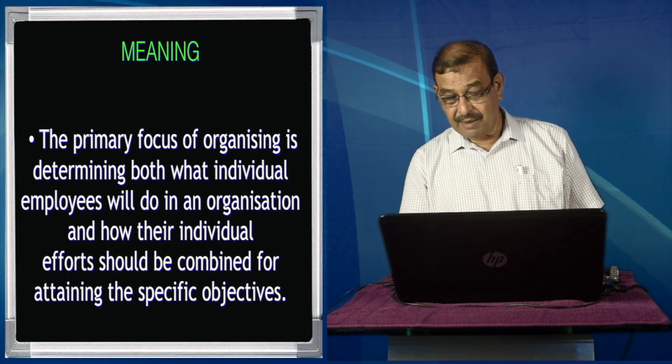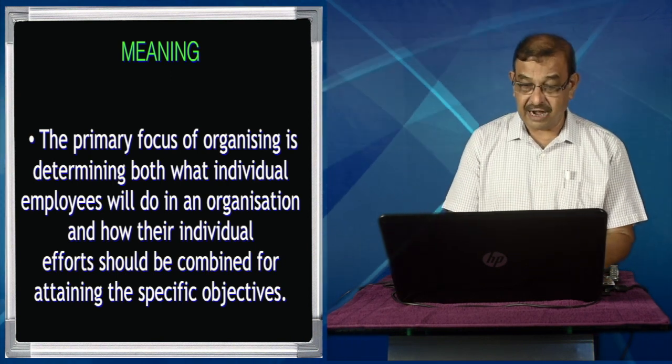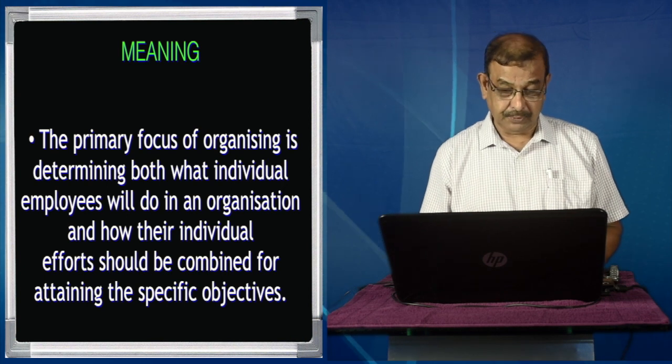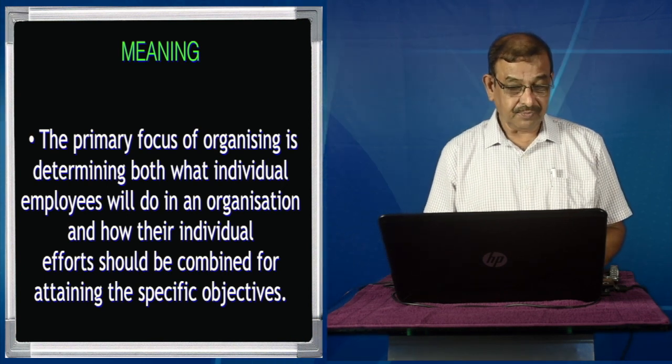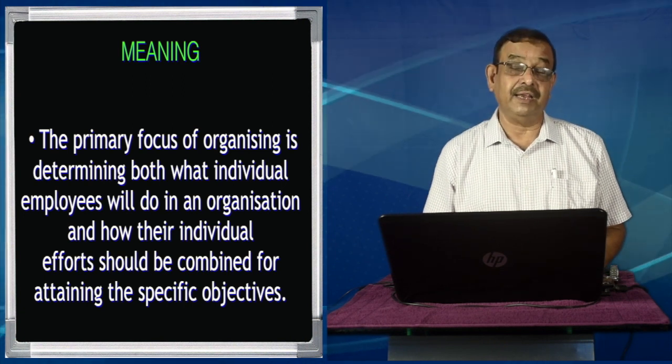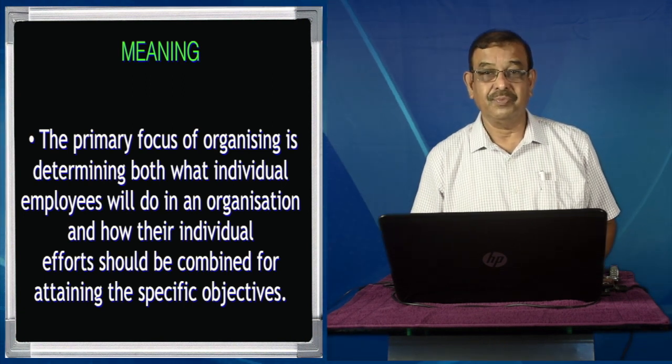Third aspect is the primary focus of organizing is determining both what individual employees will do in an organization and how their individual efforts should be combined for attaining the specific objectives. Dear learners, what do we mean by an organization? An organization comprises of individuals, isn't it? Mr. X, Mr. Y, Mr. Z, all these persons, 50%, 100%, all of them will make an organization.